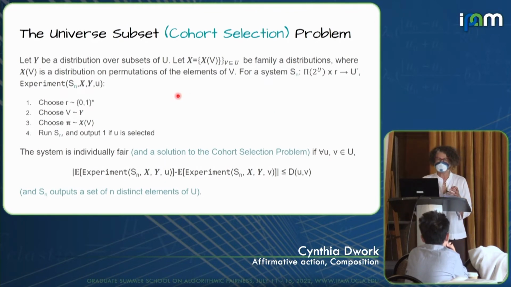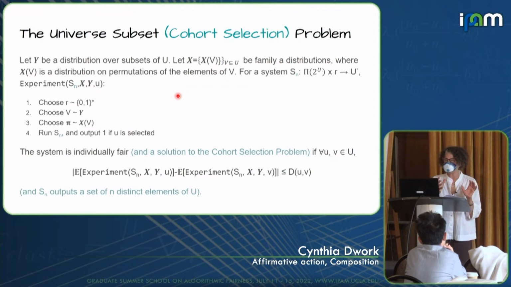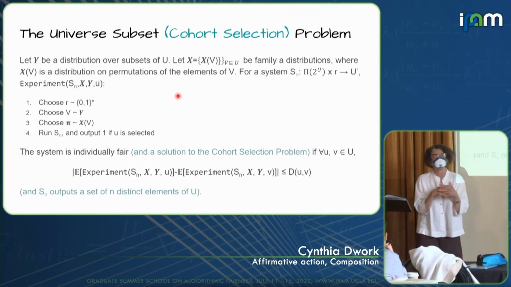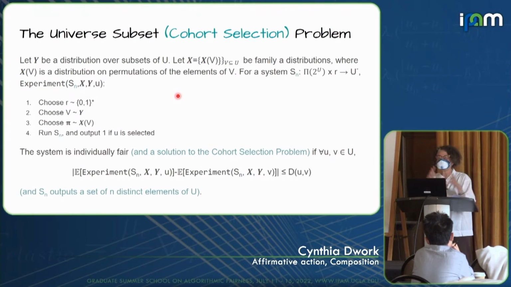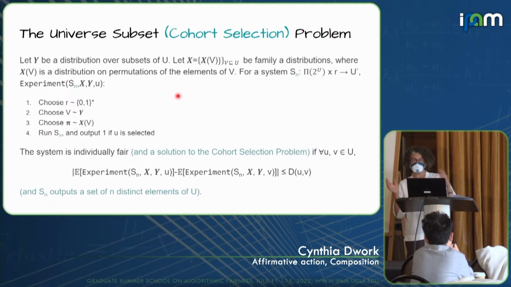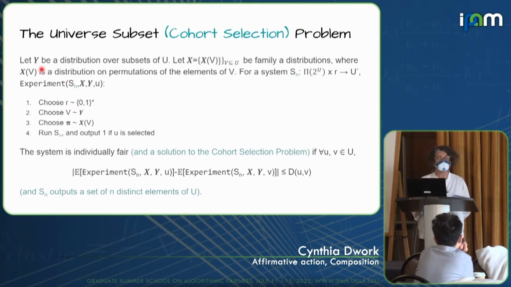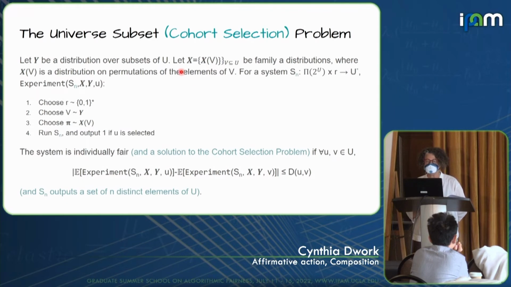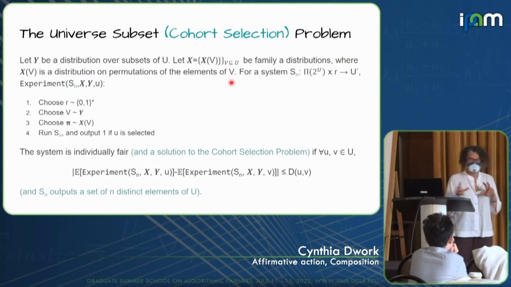And remember that we have to deal with the fact that who shows up to apply or is interested in the school or whatever is governed in some sense by rules that we can't control. We might know them, but we can't control them. So, accordingly, we're going to let Y be a distribution over subsets of the universe. Then we're going to have a distribution on permutations: for every V, which is a subset of the universe, I have a distribution of permutations on the elements of V.